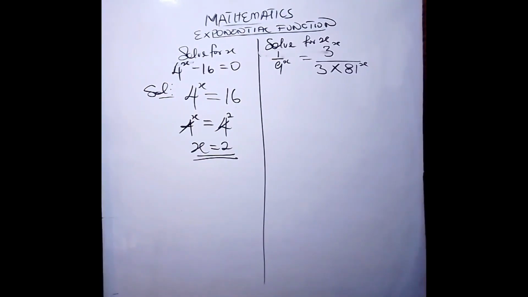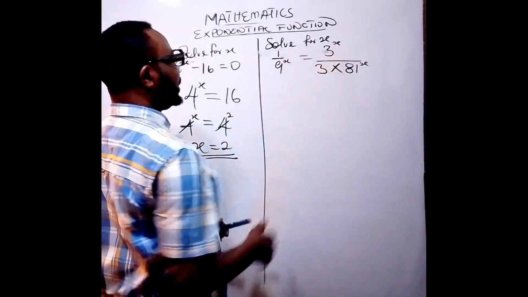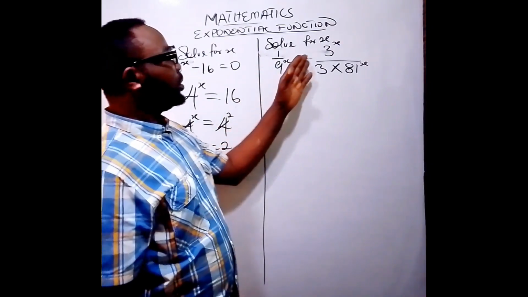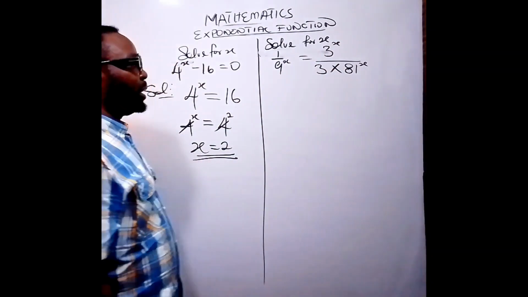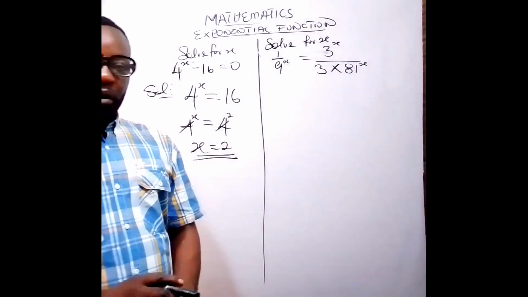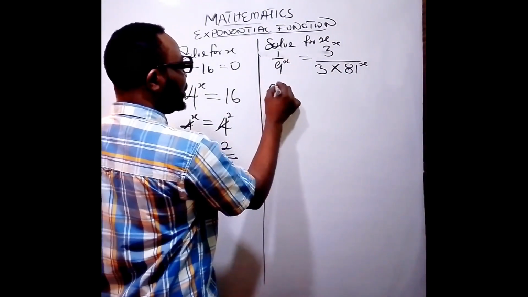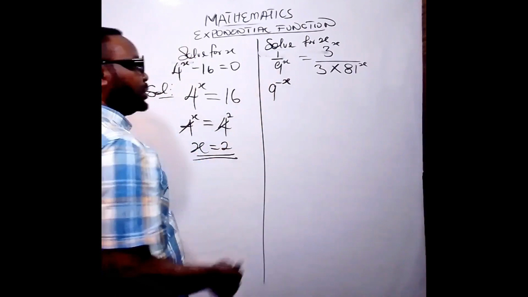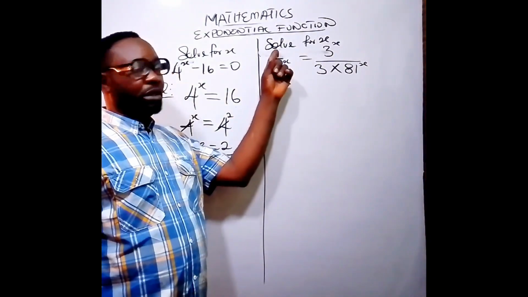I also have another question here. This question says solve for x in 1 over 9 raised to power x equals 3 raised to power x divided by 3 multiplied by 81 raised to power x. So now, it is obvious that we can just convert this 1 over 9 raised to power x into 9 raised to power minus x, because you know that 1 over is the reciprocal, and the reciprocal of this negative value is this.